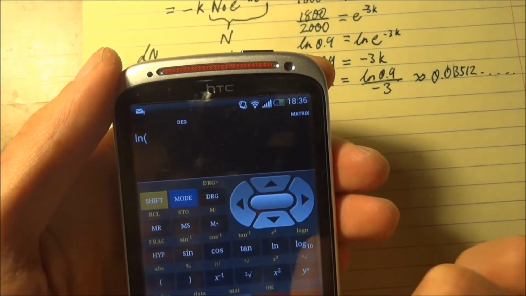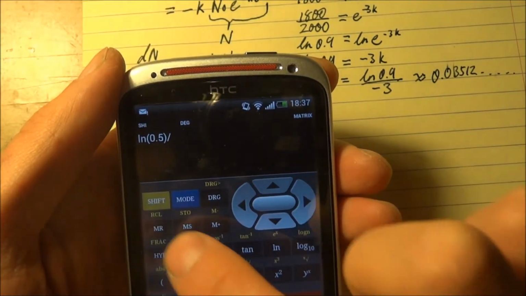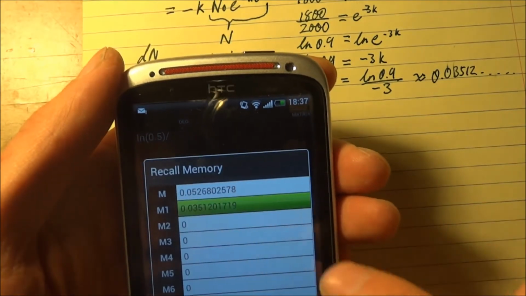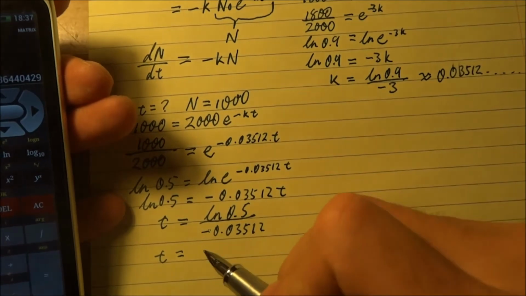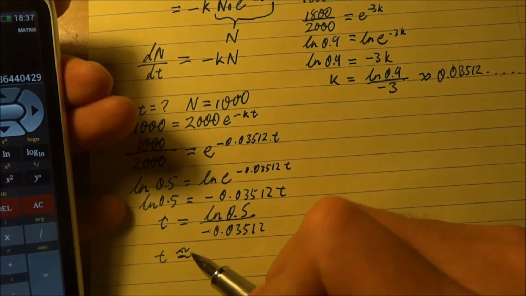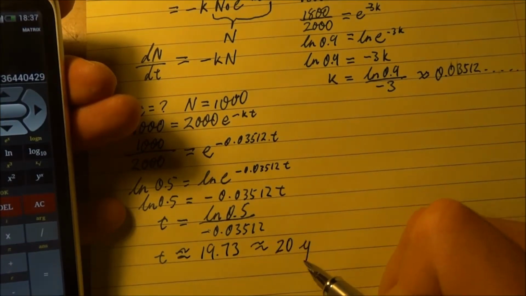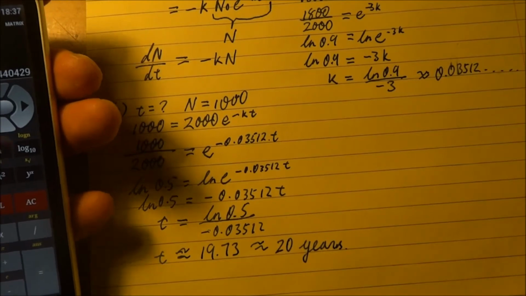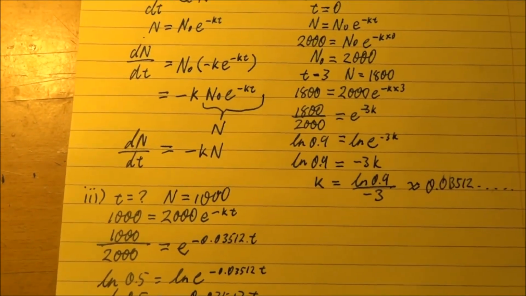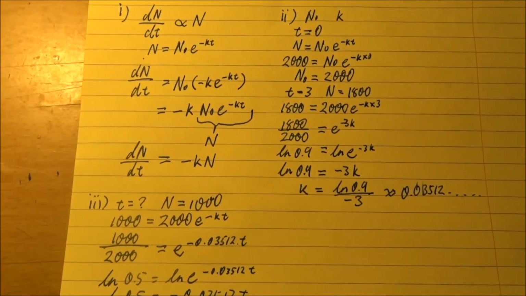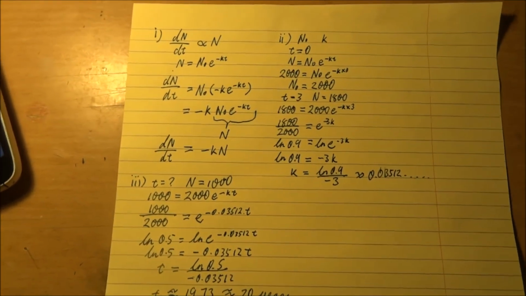Which gives t equals log 0.5 over, shift, recall this number, and it gives us about 19.73, so approximately 20 years. So here is the complete solution.